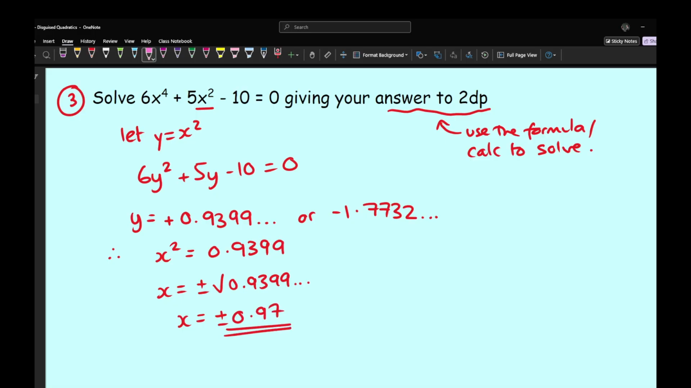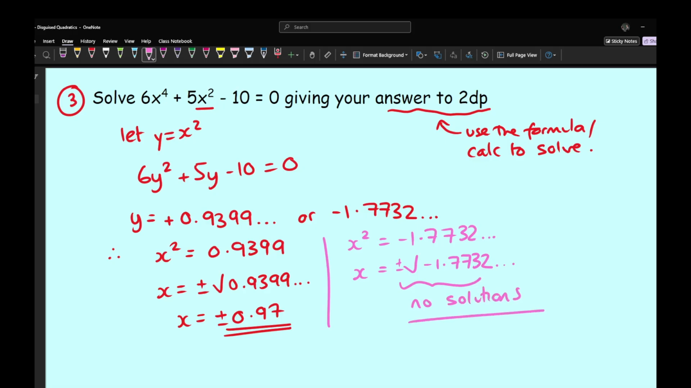So the next thing I then move on to is the second solution. So here I've got x squared equals minus 1.7732. Now for this particular case, if I go on to square root both sides, then regardless of my plus or minus, I'm going to be square rooting a negative number, which cannot happen. So for this, I'm going to end up with no solutions. Now it is really important that if you have a calculation where there are going to be no solutions, you always make sure you write down that there are no solutions. Failure to do so will mean that you lose marks in this particular question.